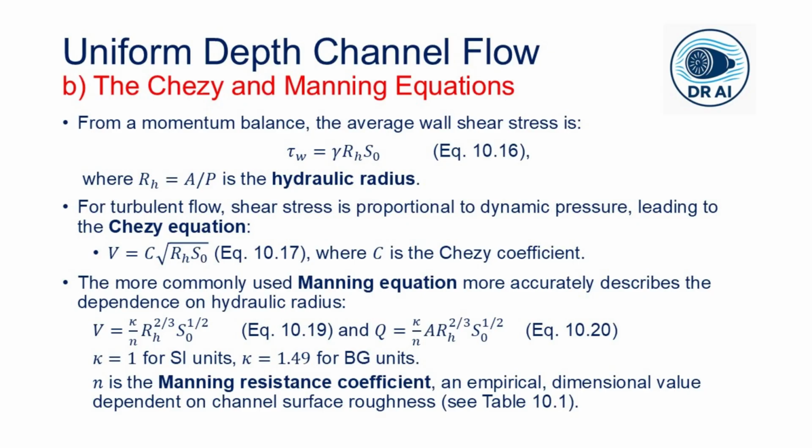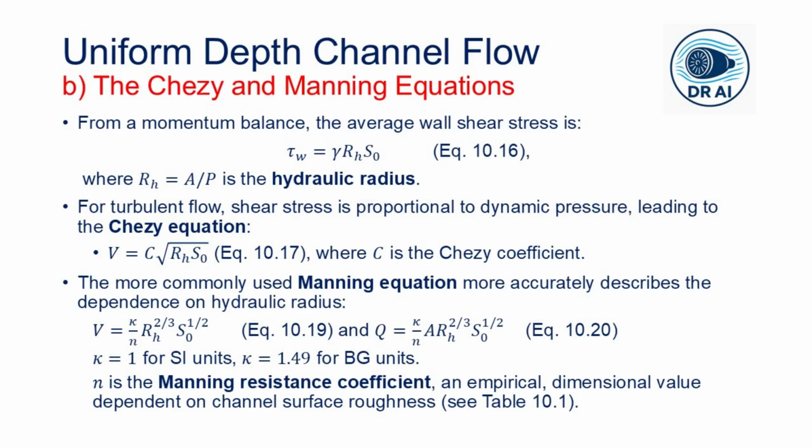This particular equation is very nice, but it contains tau W, which is the wall shear stress, which is difficult to measure directly. We want an equation for the velocity V now. We need a way to relate the shear stress to the velocity. So this is where we enter the realm of empirical engineering. For most open channel flows, the Reynolds number is very large. It's turbulent flow.